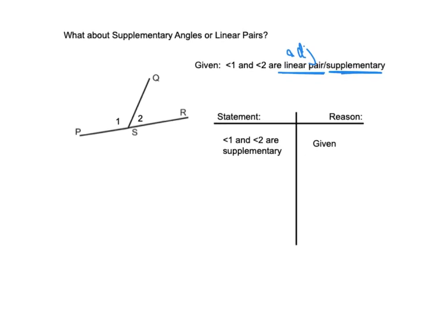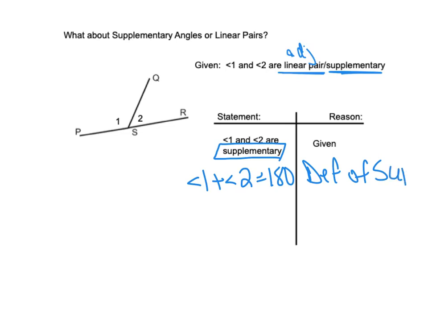So if I am given angle 1 and angle 2 are a linear pair or supplementary, again, I should have a little bell in my head that's saying there's a vocabulary word. What's the definition of supplementary? Well, it means the two add together to equal 180. So I can say that angle 1 plus angle 2 equals 180. And the reason I can say that, oh, it's a vocabulary word. That's the definition of the vocabulary word. So that is the definition of supplementary.